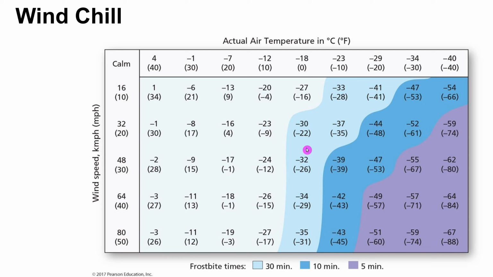And then the colors just tell you how long on exposed skin to frostbite. The purple, it's 5 minutes. The blue, it's 10 minutes. The light blue, it's 30 minutes. And I guess under these temperatures, you're not going to get frostbite. So it looks like frostbite probably starts around -30 or so. That's the wind chill table.